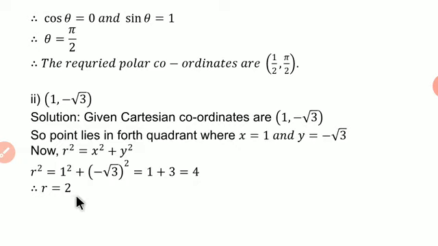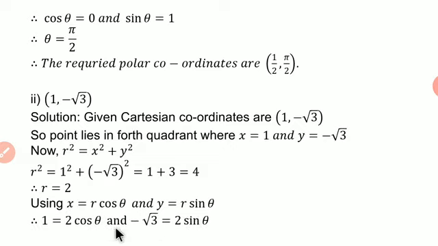Now substituting the values of r, x and y in x is equal to r cos theta and y is equal to r sin theta, we get 1 is equal to 2 cos theta and minus root 3 is equal to 2 sin theta, and therefore we get cos theta is equal to 1 upon 2 and sin theta is equal to minus root 3 upon 2.